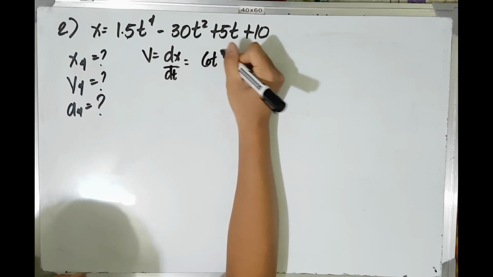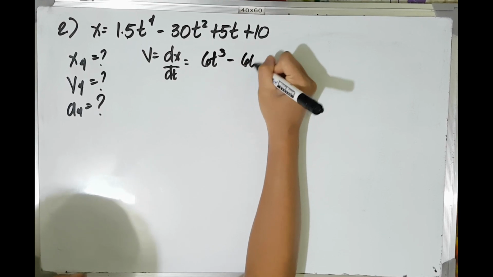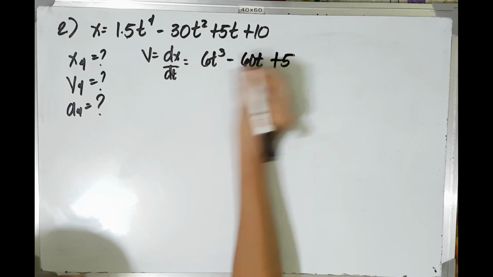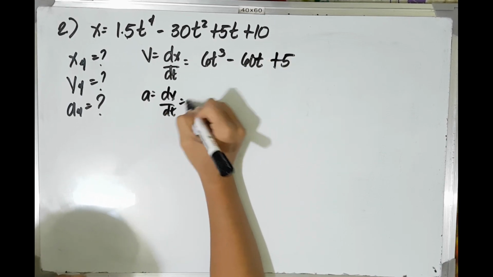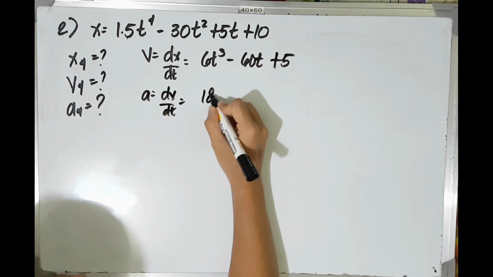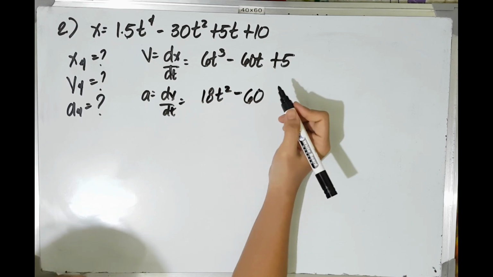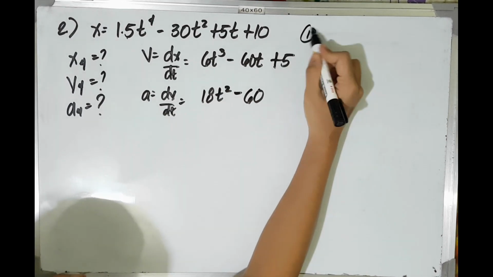So 6t cubed minus 60t plus 5. And for the acceleration, the derivative of v with respect to time. So 18 t squared minus 60. And then it's very easy. We will substitute the value of t with 4 seconds.